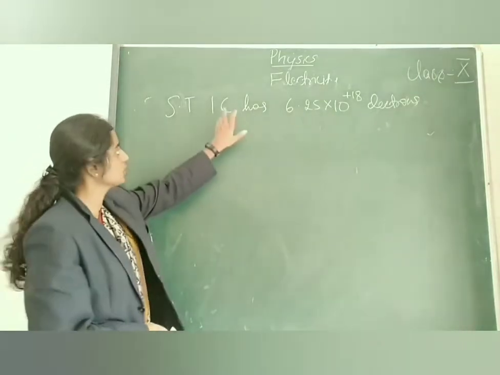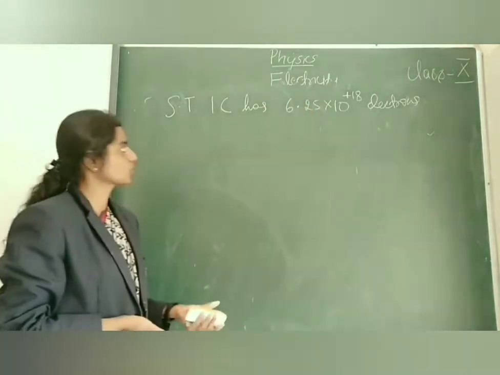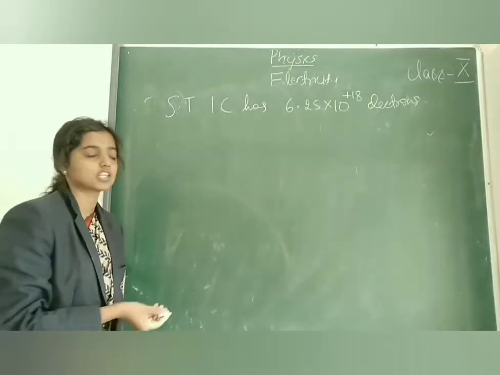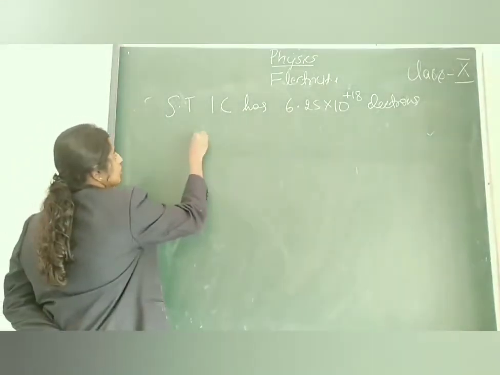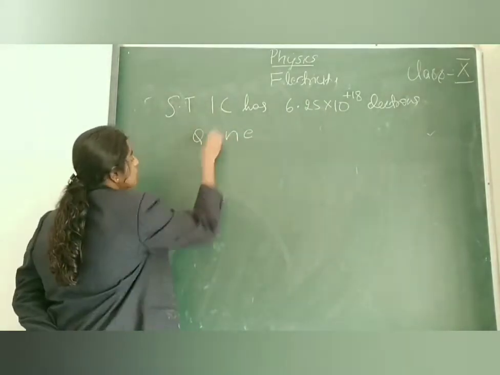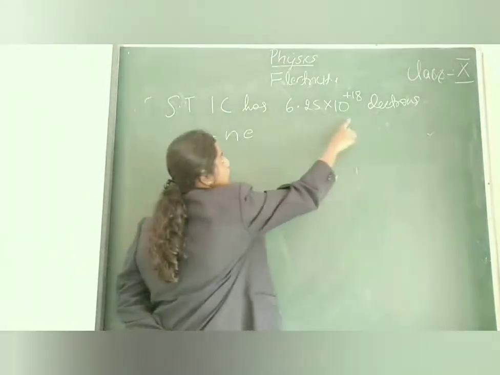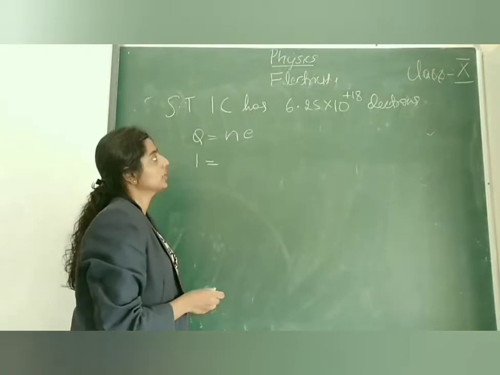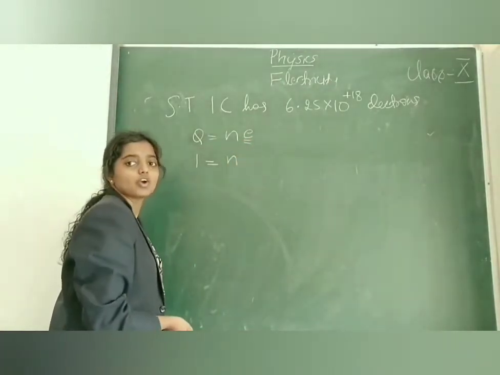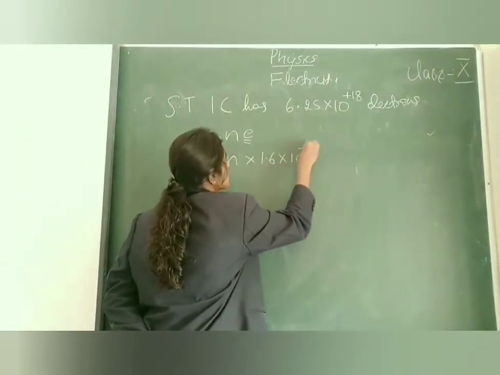All we need to show is that 1 coulomb has this many electrons. How to show that? We can show it through some mathematical forms. The formula for charge is Q is equal to N into E, right? Here Q is 1 coulomb, and N is the number of electrons, which we need to find, 6.25 into 10 to the power 18, as it is. E is the smallest value of charge, that is 1.6 into 10 to the power minus 19.